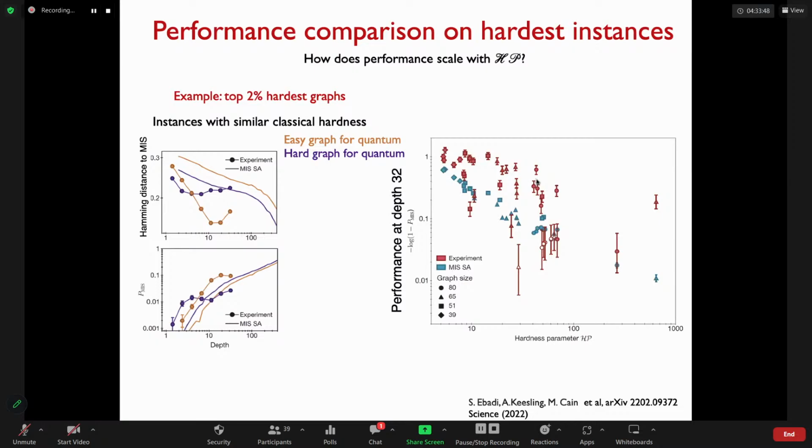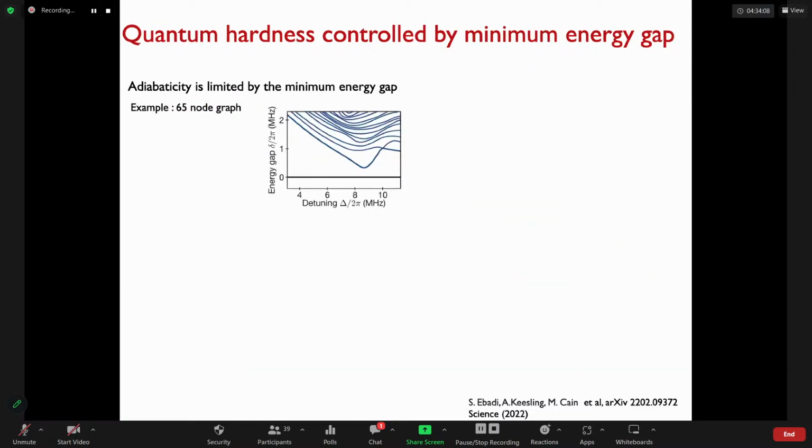What we find is that for many cases the quantum machine performs better than classical, at a certain depth, but not on all instances. In some cases the quantum machine is actually worse than classical. So what's going on, and in particular, what controls the quantum hardness? Not surprisingly, it turns out that quantum hardness is controlled by a minimum energy gap.